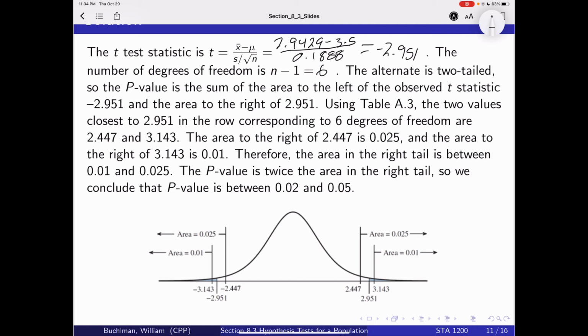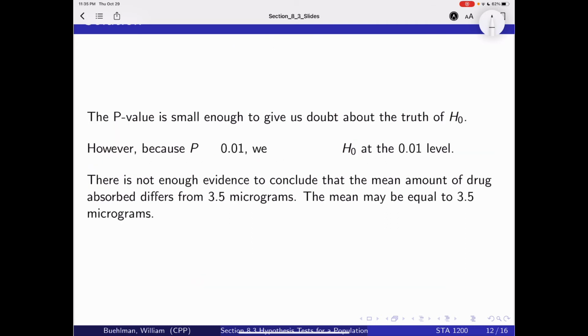So since we're doing two-tailed, we double those numbers, and we get that the p-value is between 0.02 and 0.05. And here's a graph below that kind of shows that. You can see the areas that were sandwiched in between and the shaded areas. The p-value is small enough to give us doubt about the truth of the null hypothesis. However, because the p-value is greater than 0.01, we do not reject the null hypothesis at the 0.01 level.